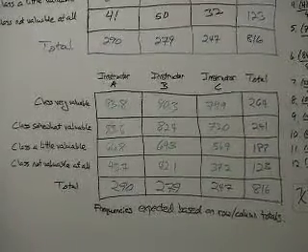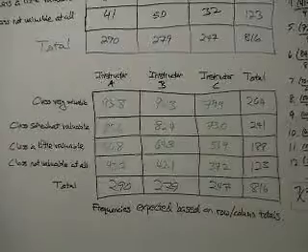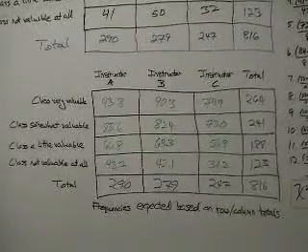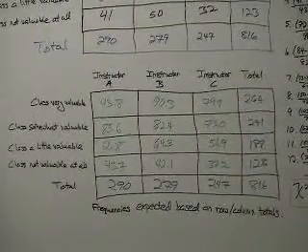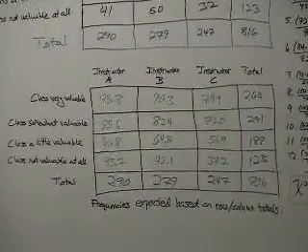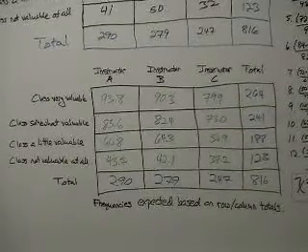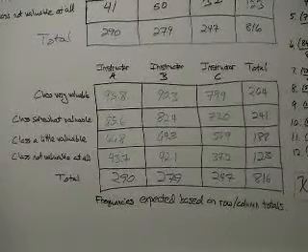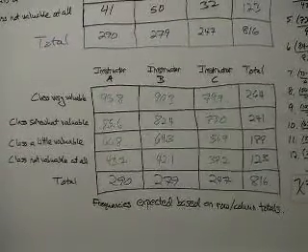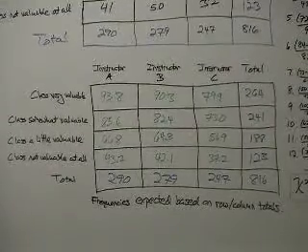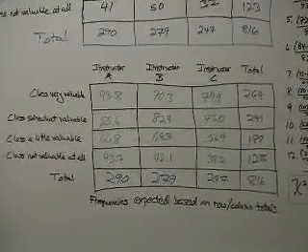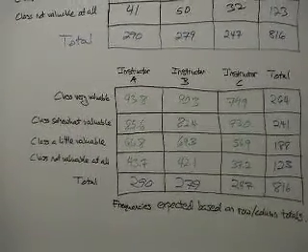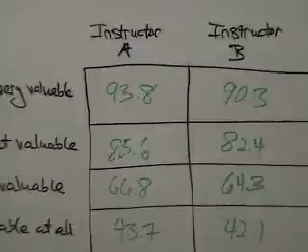Under instructor A for class very valuable, you have the number 93.8. The way we get that is we take 290 times 264 and divide it by 816. So you can see we're going across the rows and columns in order to get that number. The total for instructor A is 290 and the total for class very valuable is 264. We multiply those, divide by the grand total of 816, and get the expected frequency of 93.8 for that number in the upper left-hand corner.